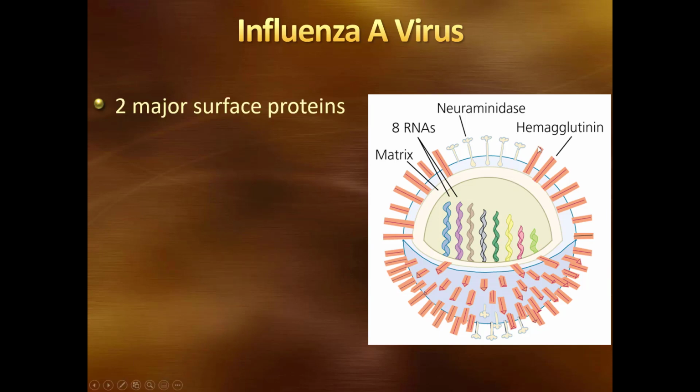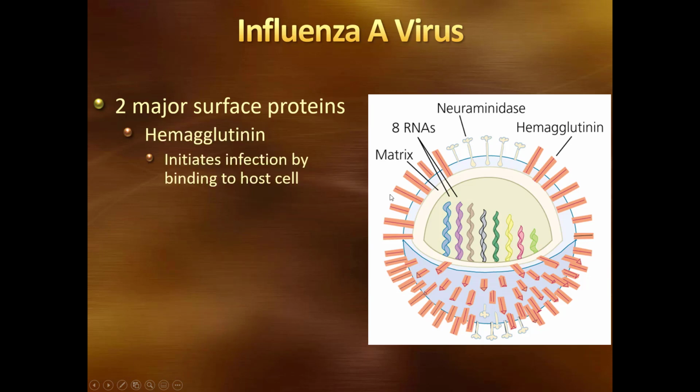What we see is two major surface proteins. So here we have sort of this coat on the outside, and we have two major surface proteins, the hemagglutinin and the neuraminidase. Hemagglutinin initiates infection by binding to the host cell. This will be like a recognition type of protein, and it will allow it to recognize particular types of cells. However, it also then acts as sort of a marker for our immune cells to recognize it. So it allows the cells to bind, but this is also a flag, if you will, for our immune system to identify this foreign entity.